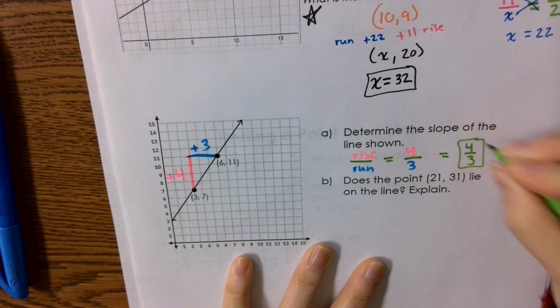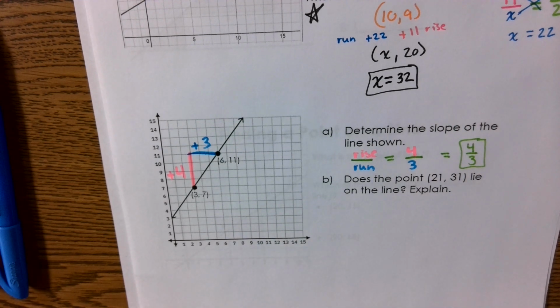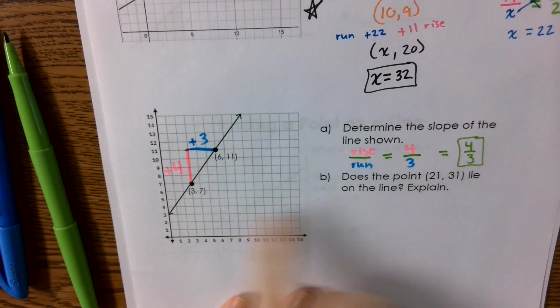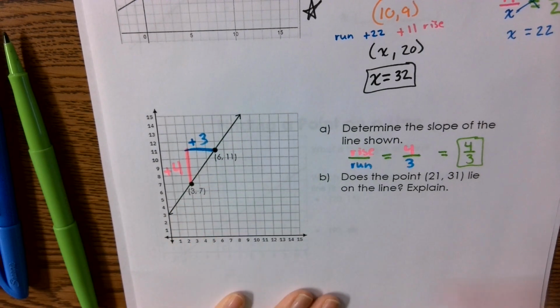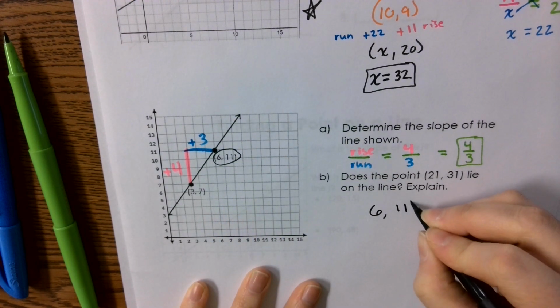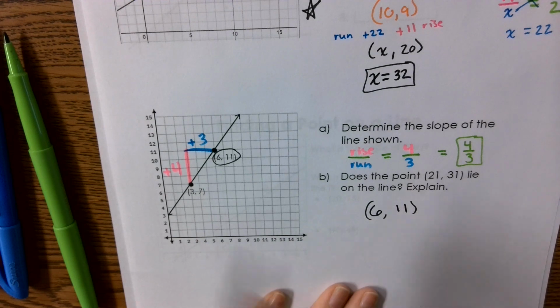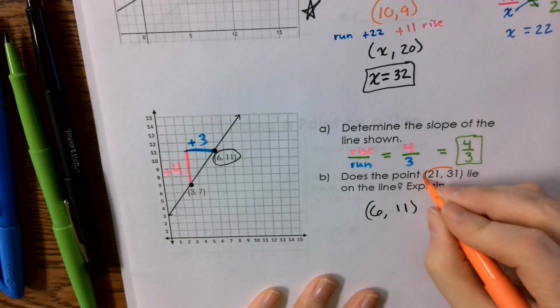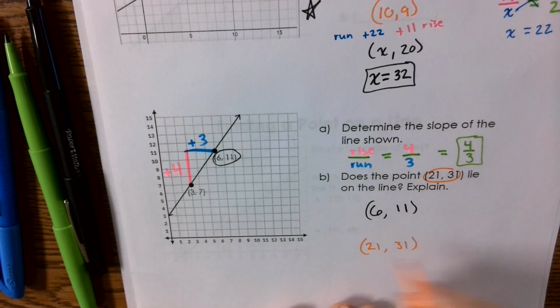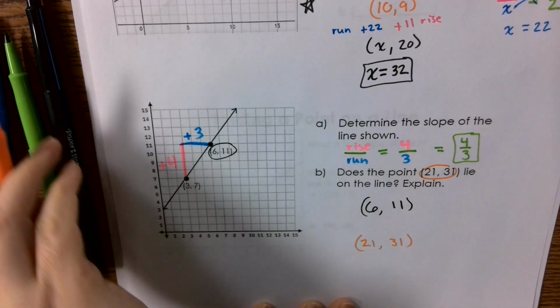You do not convert that into a mixed number. You leave it as 4/3 because it has to be a rise over a run. There is no mixed number, no whole number part. Okay, so we want to know if the point 21, 31 is going to lie on the line. So pick any one of these points. It doesn't matter which point you pick. I'm going to go ahead and pick this one, the 6, 11. And then from 6, 11, I'm now going to this new point, 21, 31. I want to know, is the rise over run going to be the same as 4/3?